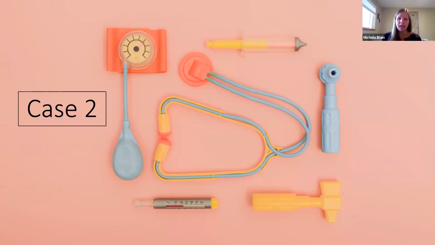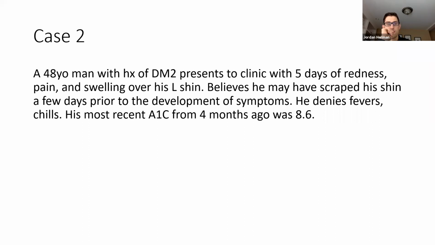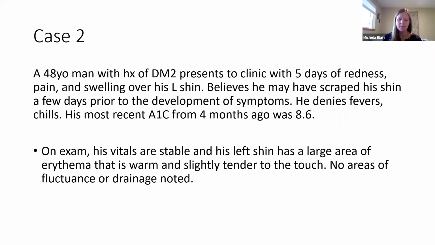All right, we are going to move on to case 2. This is a 48-year-old man. He has a history of diabetes and came to clinic with 5 days of redness, pain, and swelling over his left shin. He thinks he may have scraped his shin a few days prior to developing his symptoms. He has no fevers or chills. His most recent A1C from 4 months ago was 8.6. On exam, he has stable vitals. On his left shin he has a large area of erythema. It's warm and slightly tender to the touch, and there are no areas of fluctuance or drainage.